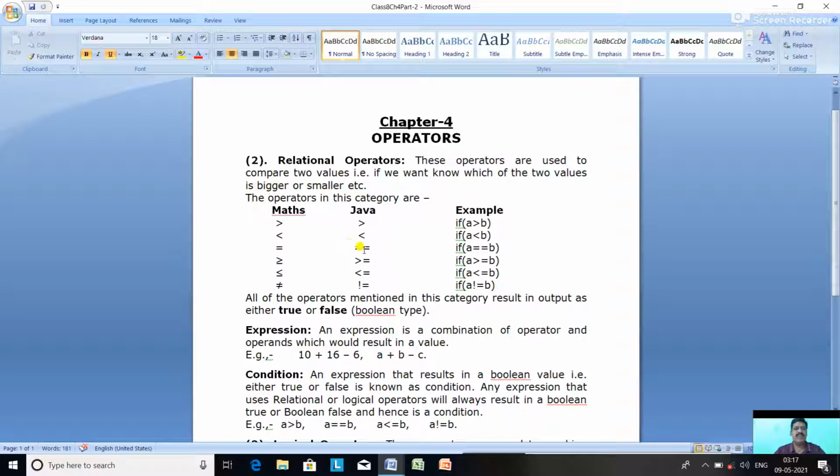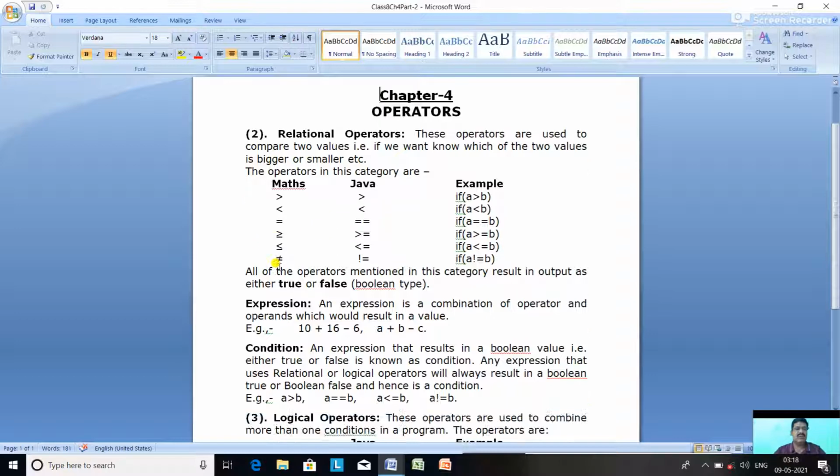But the double equal to sign is known as the equal to operator of Java. And what does it do? It checks for equality, whether the two values are the same or not. Like if A equal to B. If the value of A is equal to the value of B, the output will be true, otherwise false.